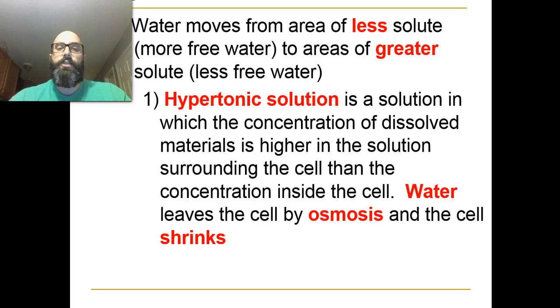A hypertonic solution is when you take a cell and you place it into a solution, and that solution it has been placed in has a very, very high concentration of dissolved stuff and a very low concentration of water. In order for that to balance, water will move from inside the cell to outside the cell. The cell will shrink in size, and the outside of the cell will increase in water.